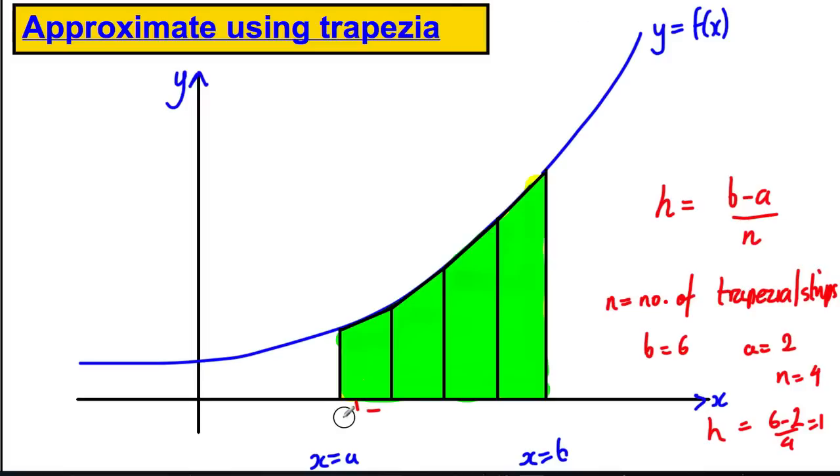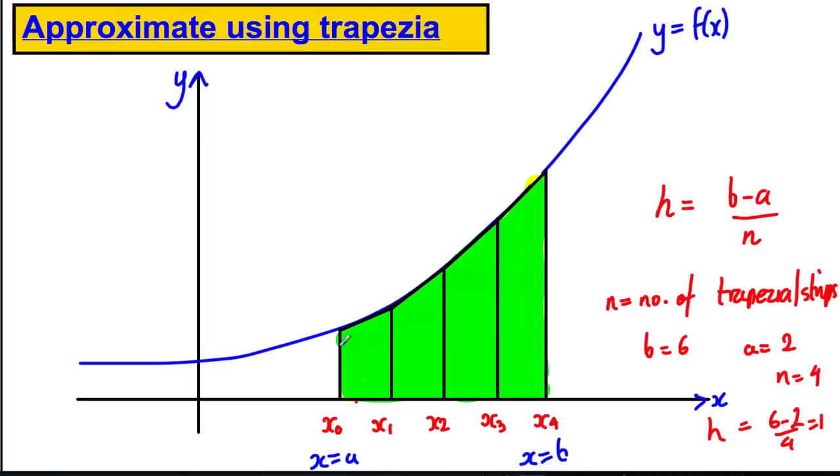Okay, so suppose we did that, and suppose also we called the original point, x equals a, x0, we called the next point along, h along, x1, the next one along x2, the next one along x3, and the next one along x4, which was the same as b.